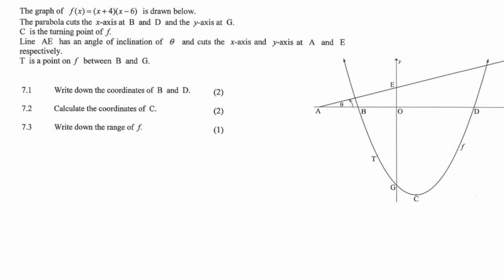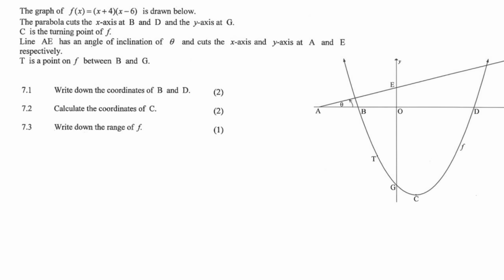We are told that we have this graph, f of x, that would be the parabola. The parabola cuts the x-axis at B and D, C is the turning point, and line E has an angle of inclination. Everything that they're telling us here is already shown on the diagram. For the first question, write down the coordinates of B and D. B and D are just your x-intercepts, right?